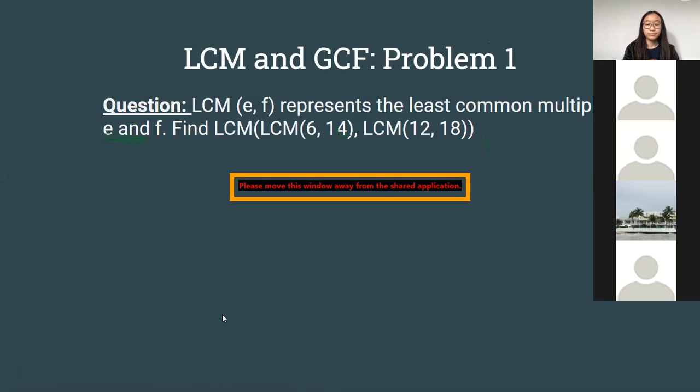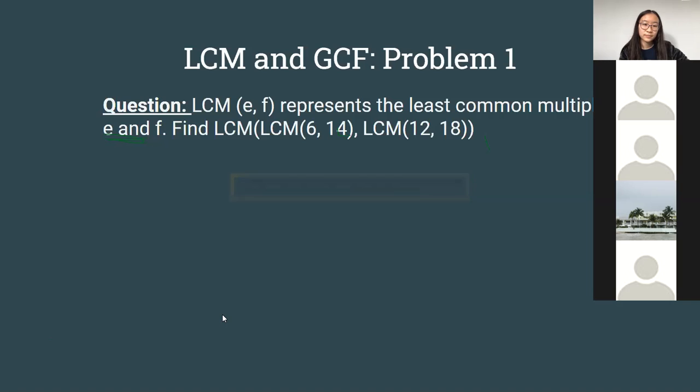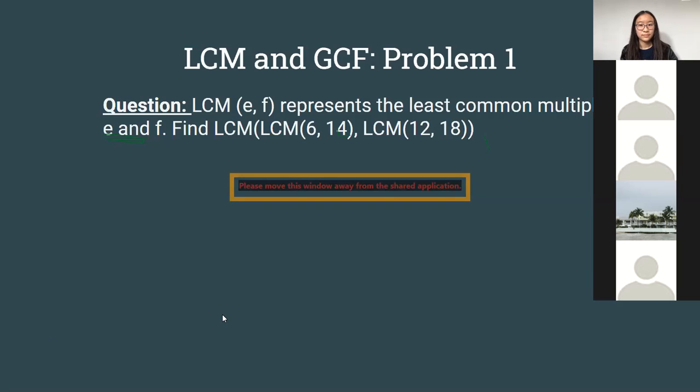Okay, has anybody solved it yet? I'm pretty sure everyone just saw the answer, but let me just explain this last one. Let me read it first. LCM of E and F represents the least common multiple of E and F. Find the LCM of 6 and 14 and the LCM of 12 and 18.